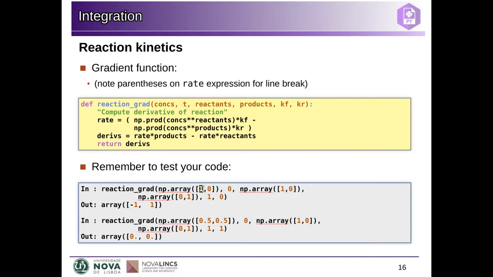We start with 1 of A, 0 of B. We specify this reaction. So A will give B with a constant of 1. And this means that our derivative should be minus 1, 1, because the rate at which A is changing is minus 1, because A is being consumed, and the rate with which B is changing is 1.